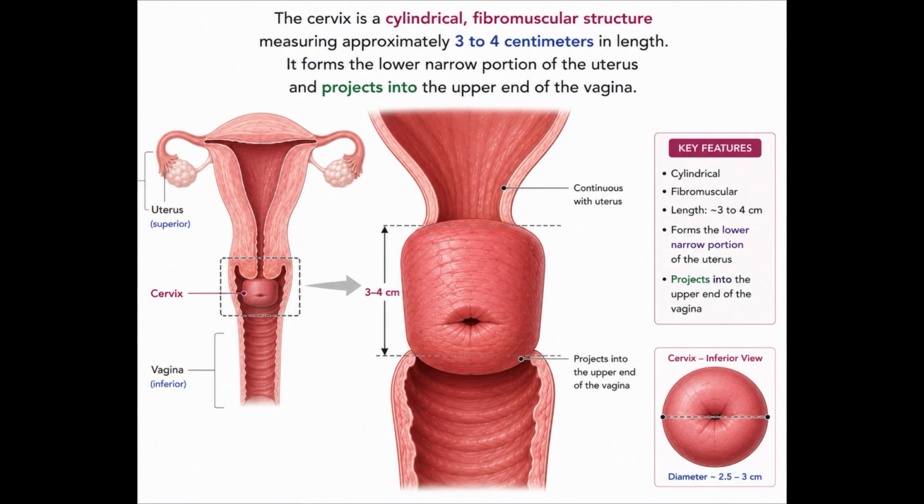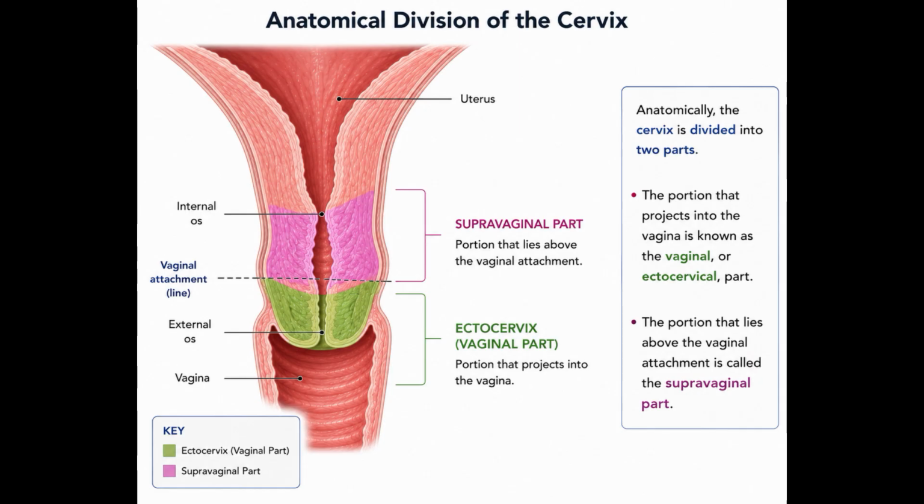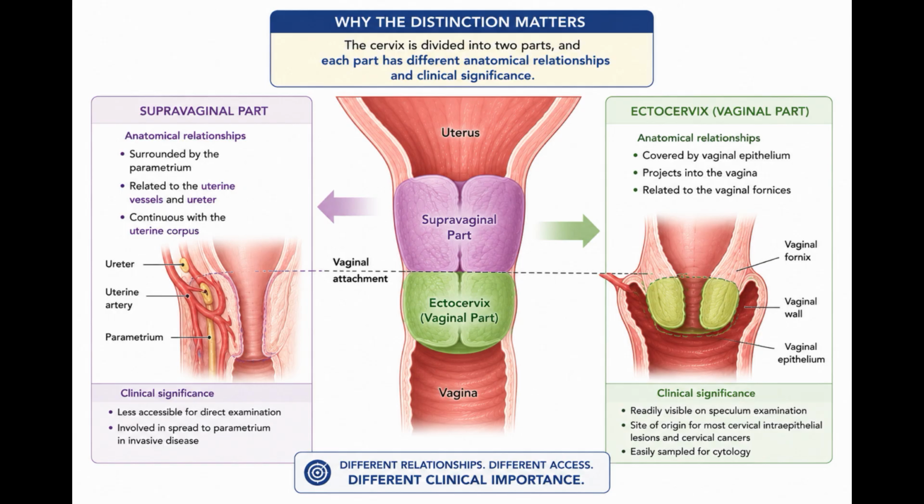The cervix is a cylindrical, fibromuscular structure measuring approximately 3 to 4 centimeters in length. It forms the lower narrow portion of the uterus and projects into the upper end of the vagina. Anatomically, the cervix is divided into 2 parts. The portion that projects into the vagina is known as the vaginal, or ectocervical part. The portion that lies above the vaginal attachment is called the supravaginal part. This distinction is important because each part has different anatomical relationships and clinical significance.